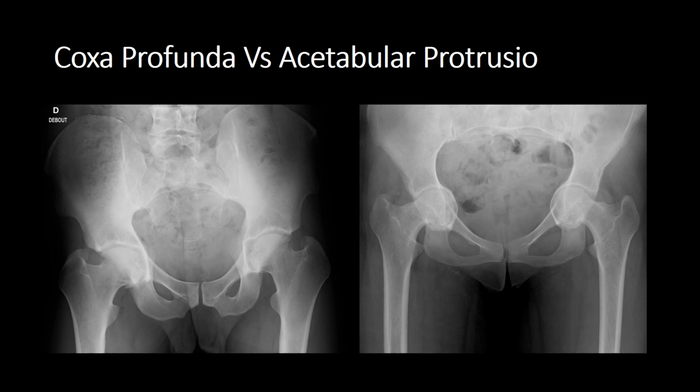So coxa profunda is more common in females, and acetabular protrusio is normally associated with conditions such as rheumatoid arthritis and so on and so forth. So they're just two things that you need to be aware of.